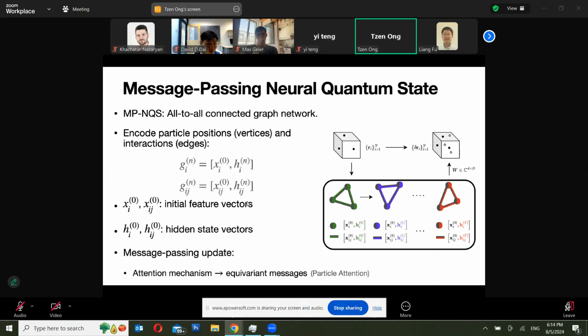The main crux of MP-NQS is this message passing update. X_ij is the distance between particles, x_i minus x_j. Later on, it'll be some periodic version of the particle distance. H_i and H_ij will be machine-learned feature vectors. The main crux of the paper is this attention mechanism for the message passing update, which they call particle attention, and we'll describe that in more detail later.